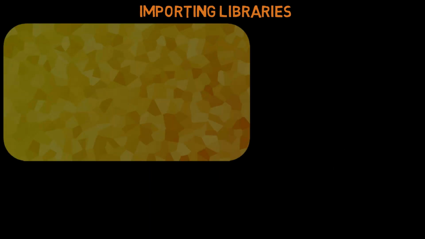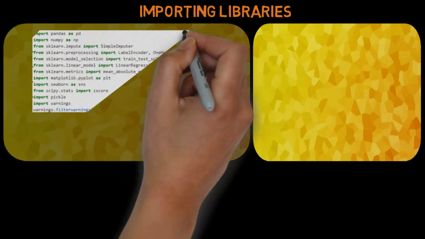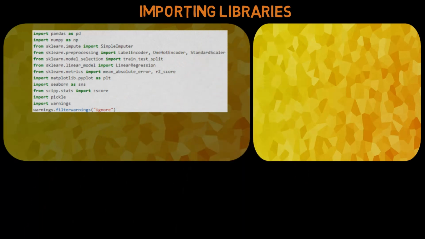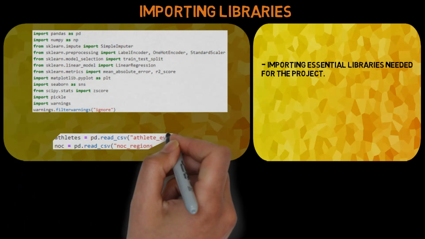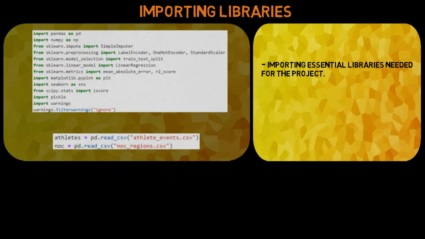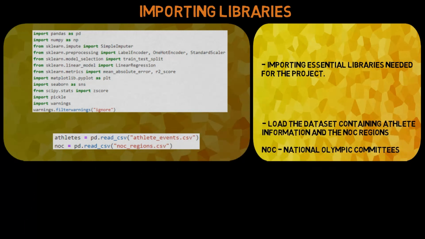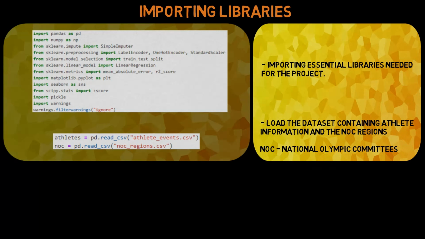Project setup. Importing libraries. We start by importing the essential libraries needed for our project. These libraries will provide us with the tools to analyze, process, and model our data effectively. Next, we load the dataset containing athlete information and the NOC regions. This data will serve as the foundation for our analysis and predictions.